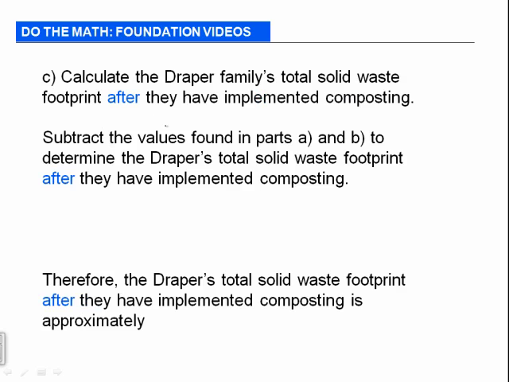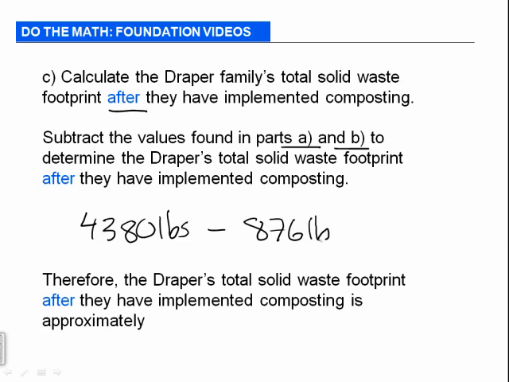And then the third question, the C question: calculate the Draper family solid waste footprint after they've implemented the composting. So what we're going to simply do is subtract the answers from part A and part B. So we had 4,380 pounds. That's how much they normally produce. We're going to subtract out the 876 pounds. You might want to grab a calculator to get this out.